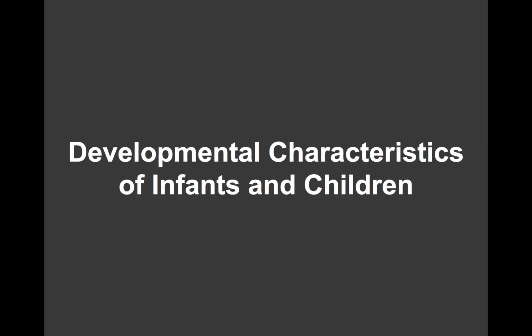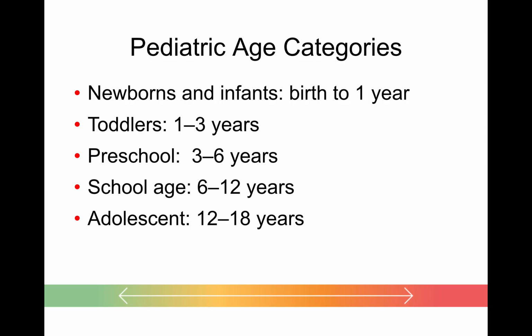So first, developmental characteristics of infants and children. We separate kids out into these categories, but realize that this is a continuous development stage, right? But we like to categorize things, so we put them in categories. Newborns and infants, this category goes from birth to 1 year. Toddlers from 1 to 3 years, and that is about when they start walking, at about a year. Preschool 3 to 6, then school age 6 to 12, and adolescents 12 to 18.